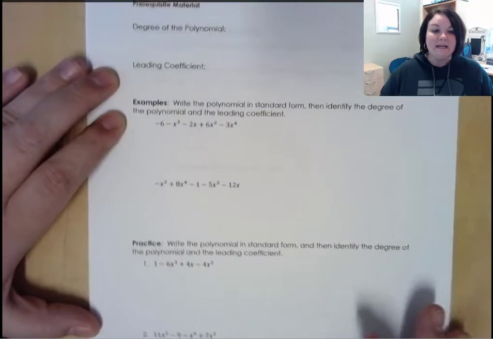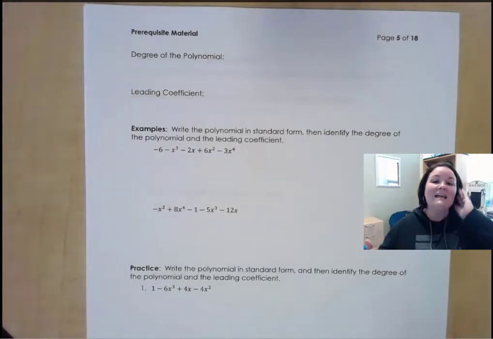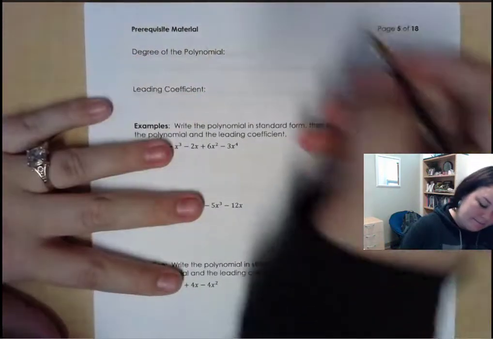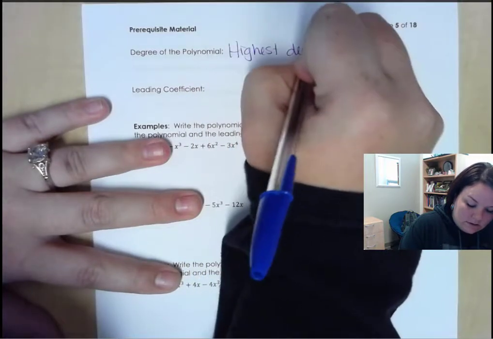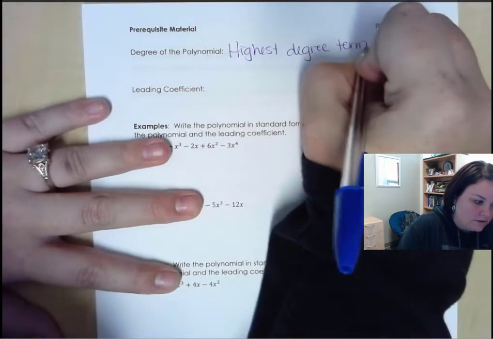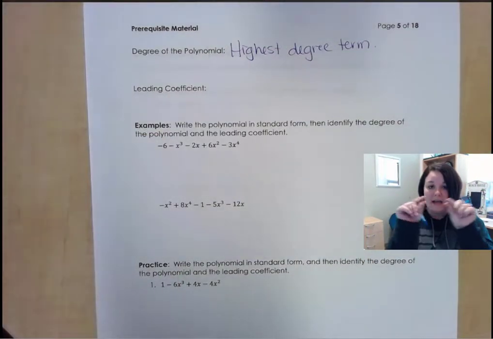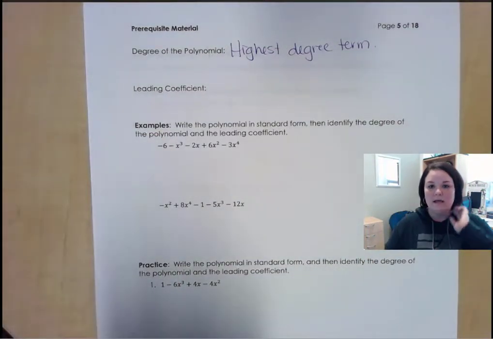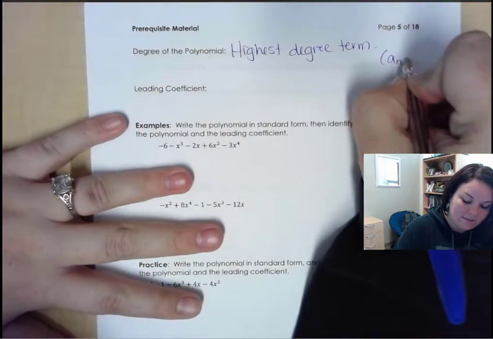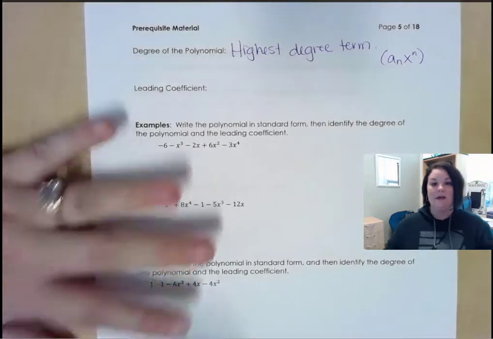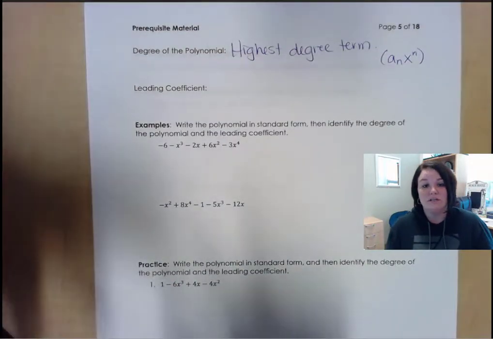So a couple other things. The degree of the polynomial, okay, that is the highest degree term, okay? Again, this is that combined exponential power. So on our example on the last page, that would have been our a sub n x to the n, right? That was our highest power of x, or our highest degree term.